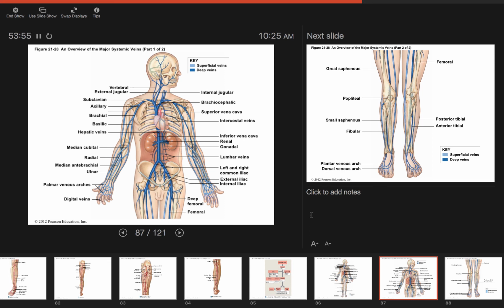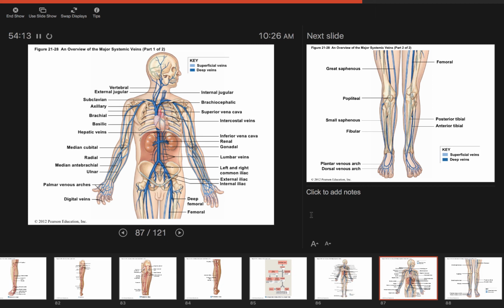So there's a right brachiocephalic vein and there's a left brachiocephalic vein. Here's the right, here's the left. They merge together to form the superior vena cava. We no longer have the brachiocephalic veins on the lab list. So, used to have it, but it's not. But it's important for you to see them.